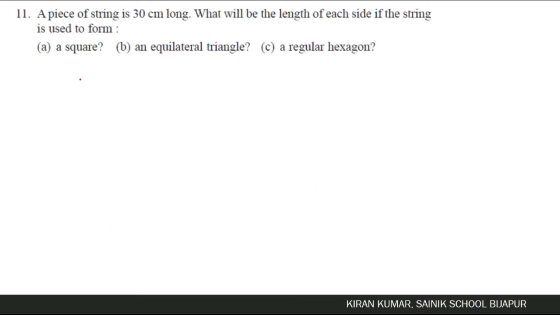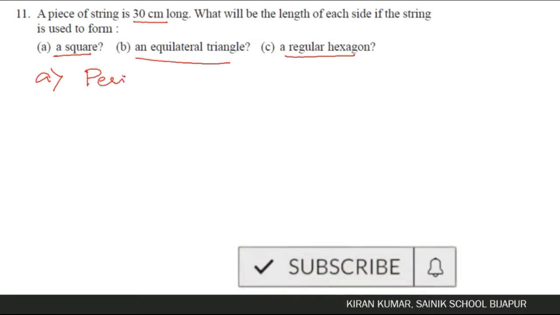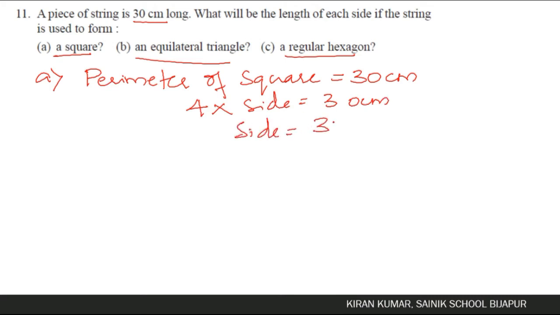Question number 11. A piece of string is 30 centimeter long. What will be the length of each side of the string if the string is used for making a square, an equilateral triangle, a regular hexagon? Let us solve one by one. First one, we need to find the side of the square. Perimeter of square is 30 centimeter, because 30 centimeter is the length of the string. If a square is made, 4 times the side will be equal to 30 centimeter. So the side will be 30 upon 4, which is 7.5 centimeter.